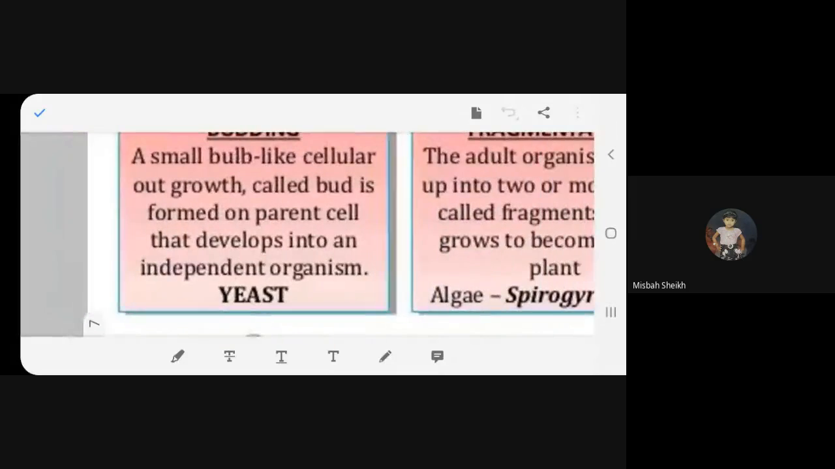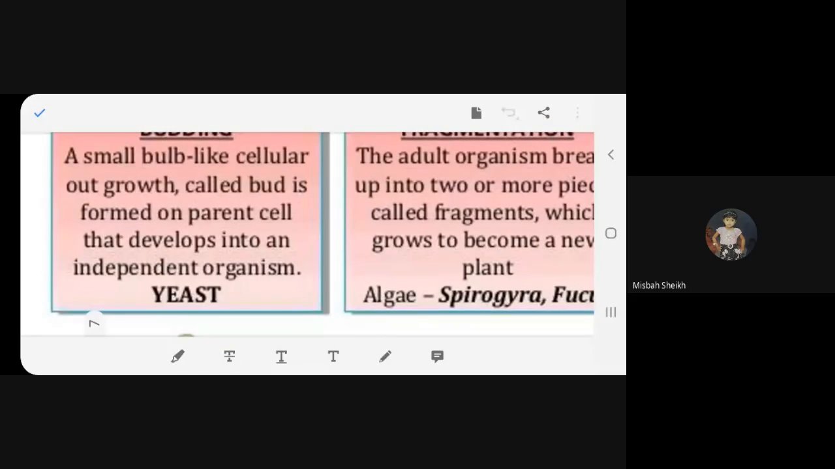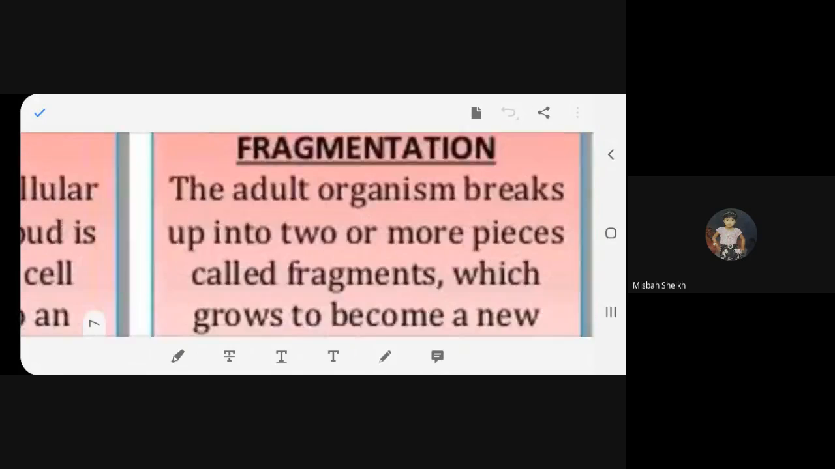Yeast. So what does this tell us? There's a small outgrowth, which is called a bud. Then it develops and forms a new young one altogether. So where do we get yeast? Yeast is observed in curd, dahi. That is the working of yeast. Due to yeast, the milk curdles into curd. Now we come to the next one, fragmentation.